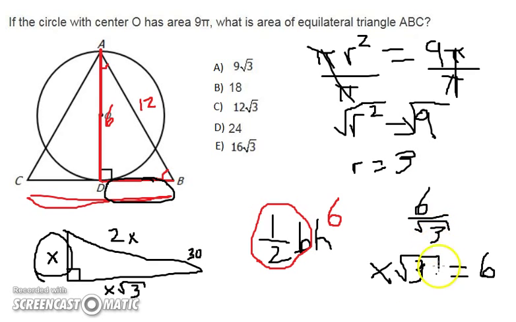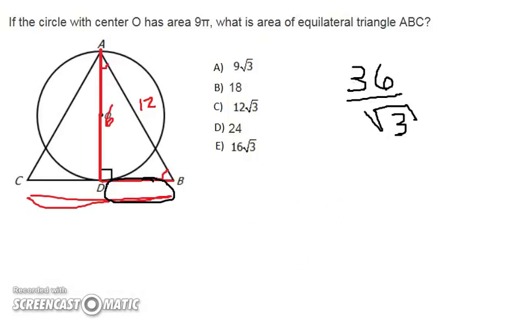And half the base, so 6 divided by the square root of 3 is half the base. So half the base times the height. 6 divided by the square root of 3 times 6, the height, equals 36 divided by the square root of 3.